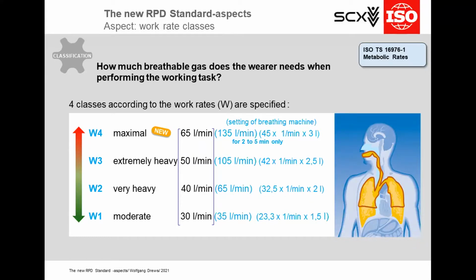But it can happen. And when you are under stress and have to work very intensively, these peaks will be produced by the humans, and the RPD have to cover those ventilation demands. So that's why these higher flows have been introduced.